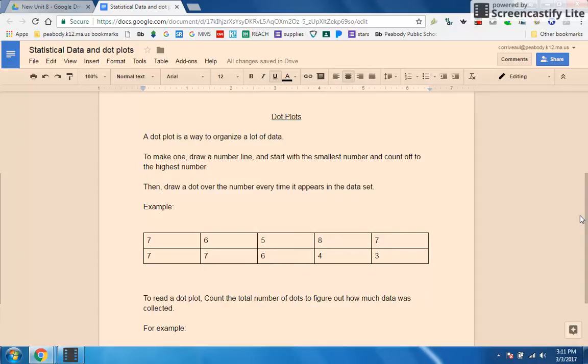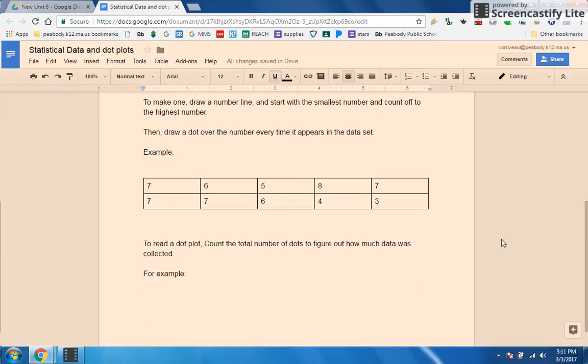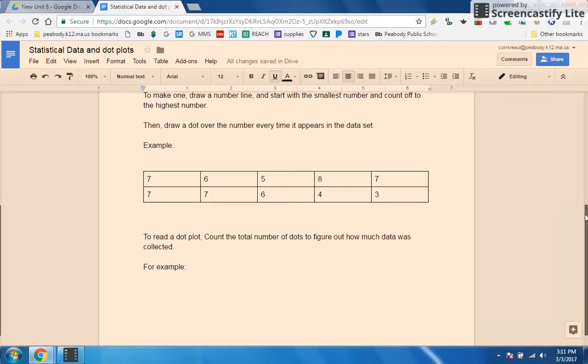To make one, you draw a number line and you start with the smallest number and count off to the highest number. Even if there's numbers on your number line that don't have data, you still need to put them on your number line. Then all you do is draw a dot over the number every time it appears in the data set. So for example, let's pretend this is our bunch of data here. We want to make a dot plot for this.